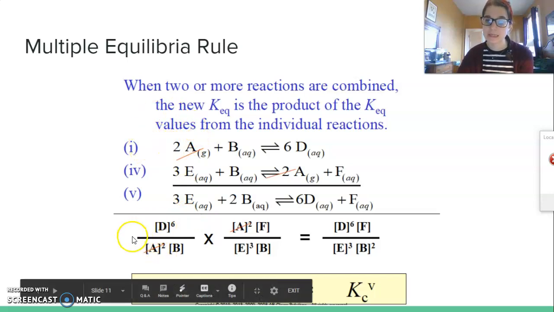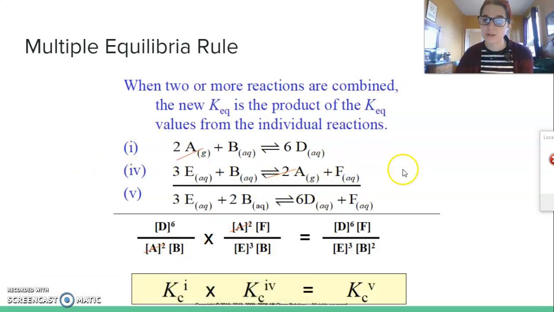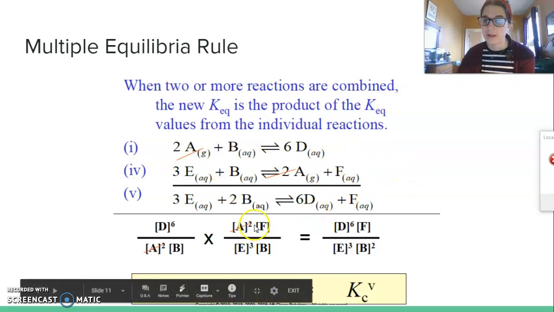So we have D to the 6 divided by A squared times concentration of B. And then we have to multiply it by equation 4's Kc value, which is going to be F times concentration of A squared divided by concentration of E cubed times the concentration of B. If we multiply those together, we get the overall Kc value for the final equation. So you can see how that matches up with the final equation.